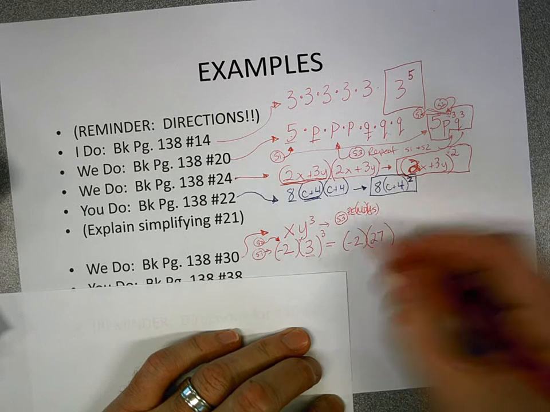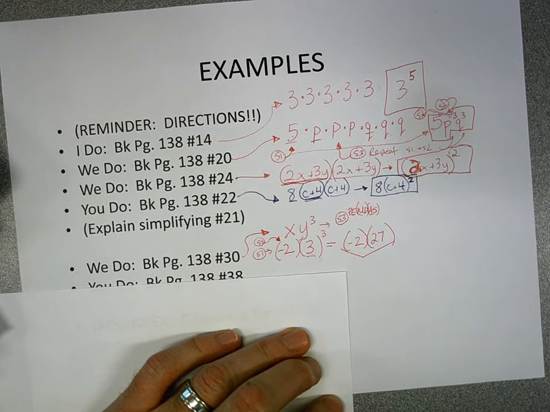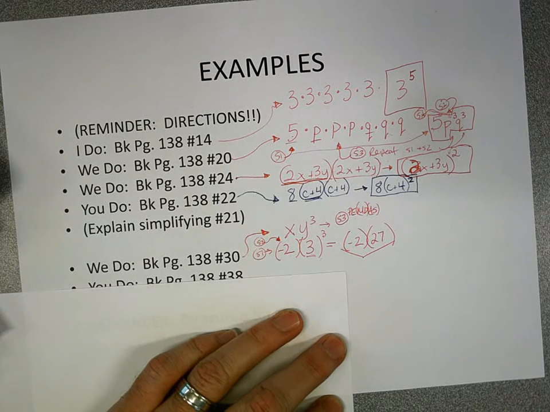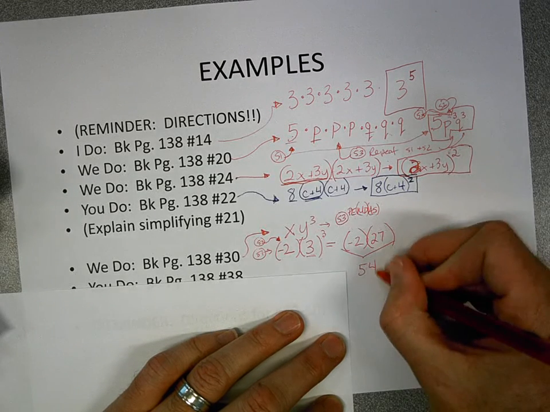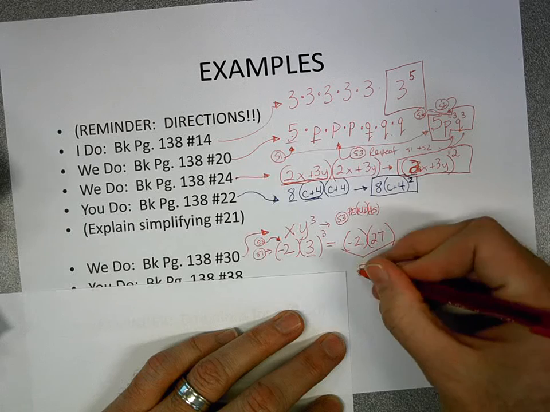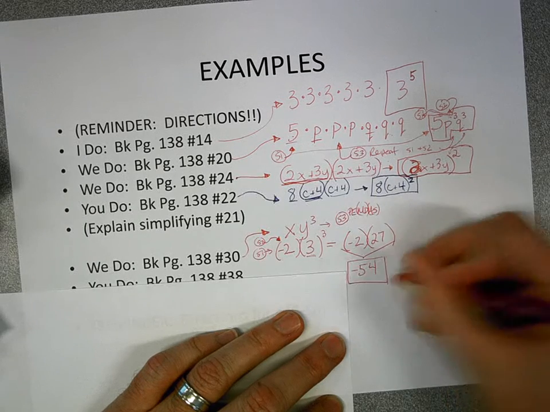And then I'm going to go ahead and simplify this. So in the end, we end up with -2 times 27. 27 times 2 is 54. And then one's a positive, one's a negative. So our answer is -54.